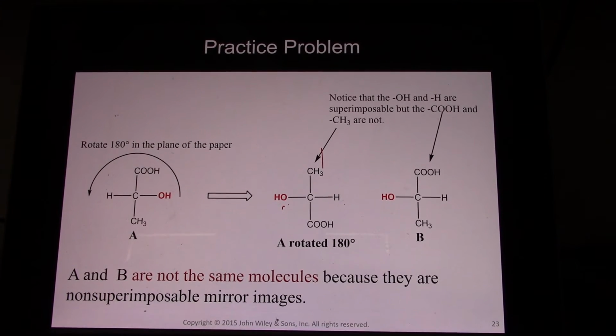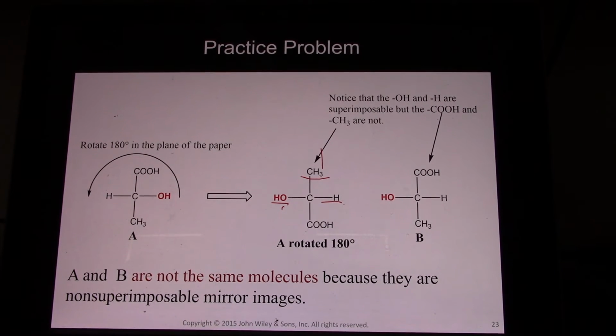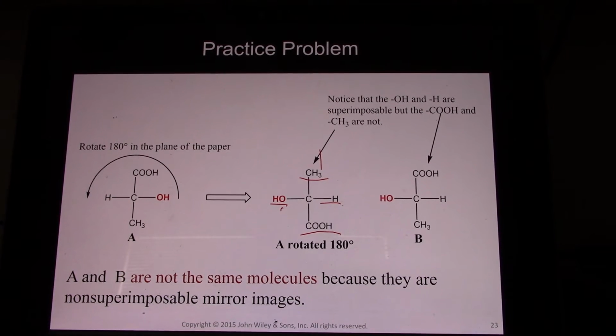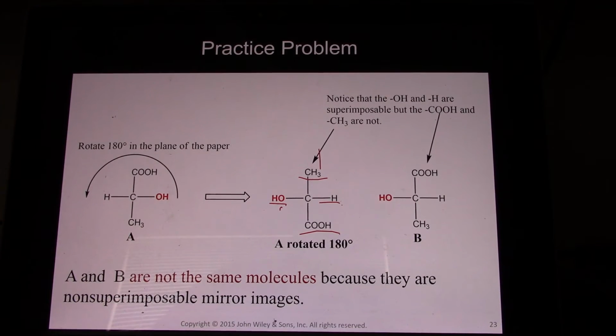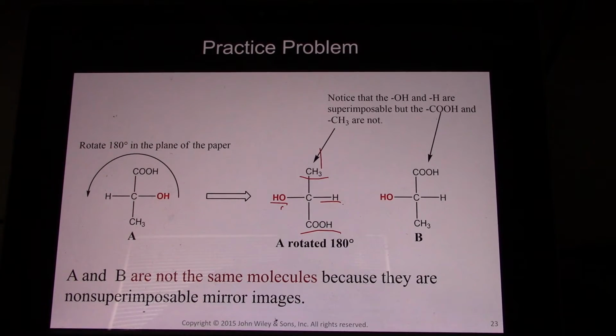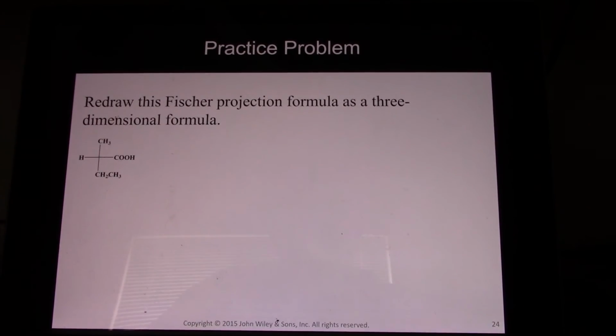And that's what you would have expected, because look at your carbon. You have a hydrogen, a hydroxy, a methyl, and a carboxylic acid group. All 4 groups coming off the central carbon are different from each other, letting you know that that is a chiral carbon, so the mirror images should not be superimposable. They will be stereoisomers, and they will be optically active.